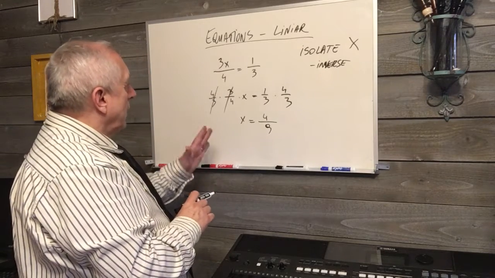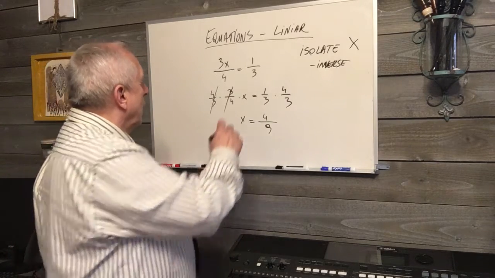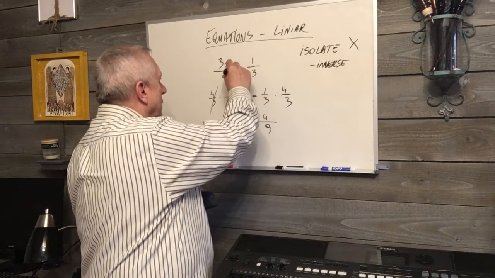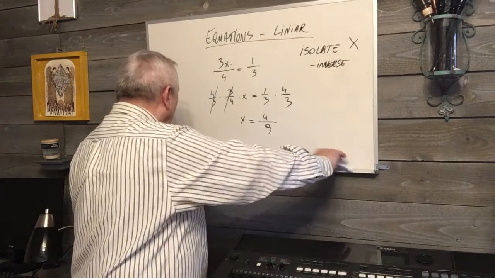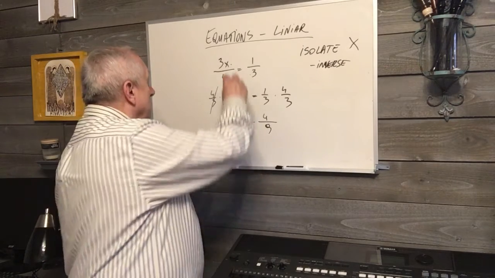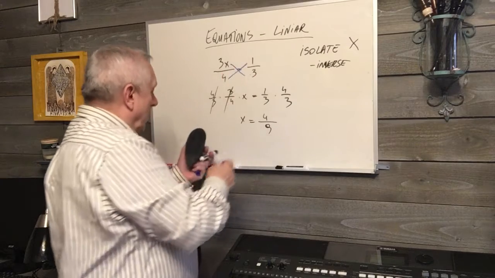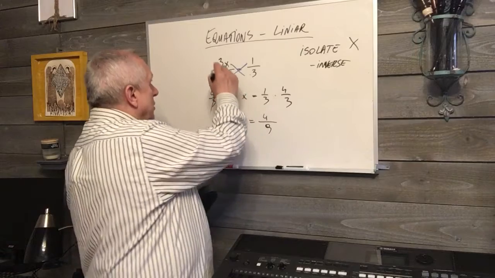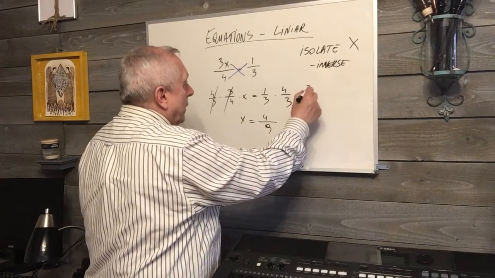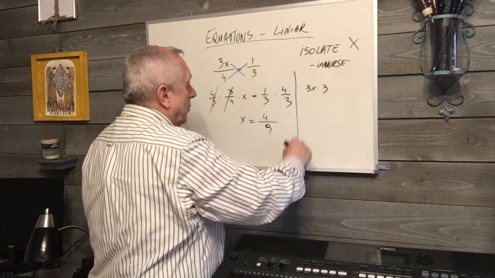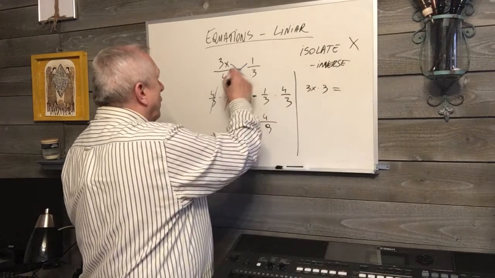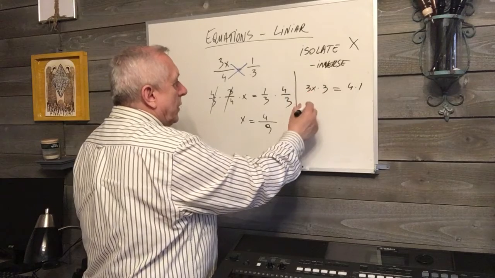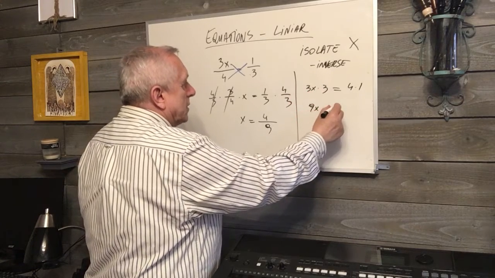Another way to look at this is what they call cross multiplication. We can multiply this and this, like this. I'm going to use maybe a different color. Cross multiplication. And this with this. And it becomes like a linear relationship. So 3x times 3, I'm going to do it here, equals 4 times 1. And that means 3 times 3 is 9x equals 4.